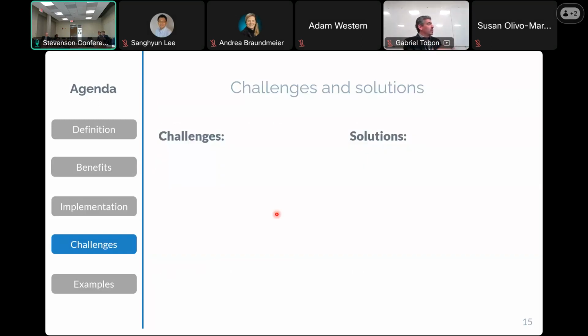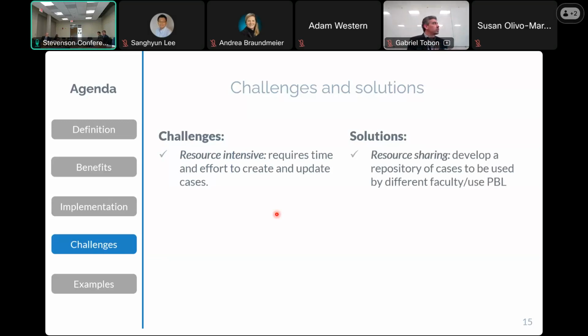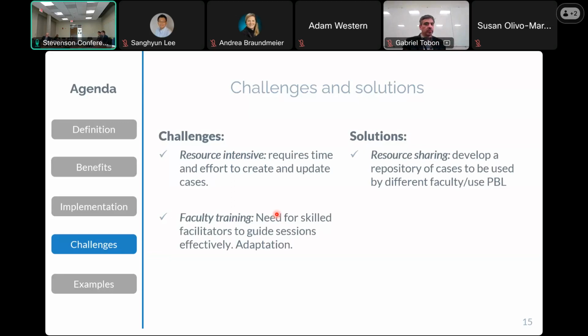What are the challenges for this method and the solutions? Probably the most important is time. It takes time to prepare, to look for the clinical cases, to update the cases. But to solve this challenge, we can share clinical cases with the repository cases, or you can use the PBL case. You can use a modification of the PBL that the students are discussing that week, for example, to incorporate in your presentation, in your lecture, and to have the discussion.